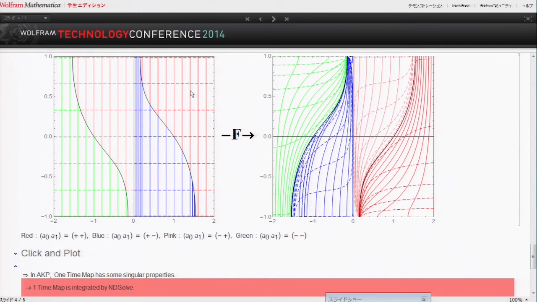Red region represents now is plus, and next is plus. And blue region is now is plus, but next is minus. So this one, A0 equal plus, A1 equal minus. And pink region is now is minus, and next is plus. Green is minus and minus.